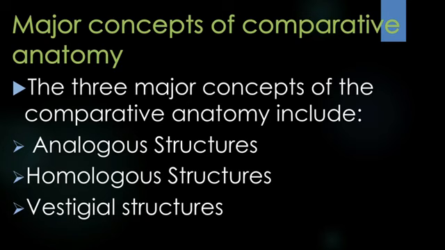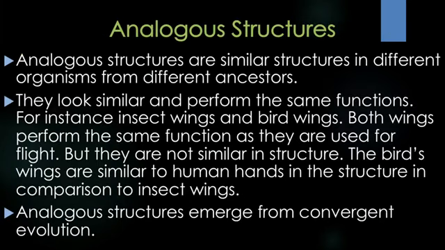What are analogous structures? Analogous structures are similar structures in different organisms from different ancestors. These structures look similar and perform the same functions. For instance, insects have wings, birds have wings, so the wings are analogous structures. These wings are used for flight, that's they perform the same function, but the structure must not necessarily be the same. So the wings of insects and the wings of birds have different structures, but they perform the same function, that is flight. So they are analogous structures.